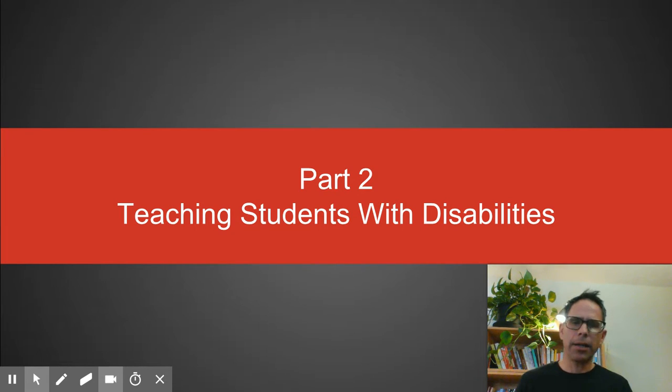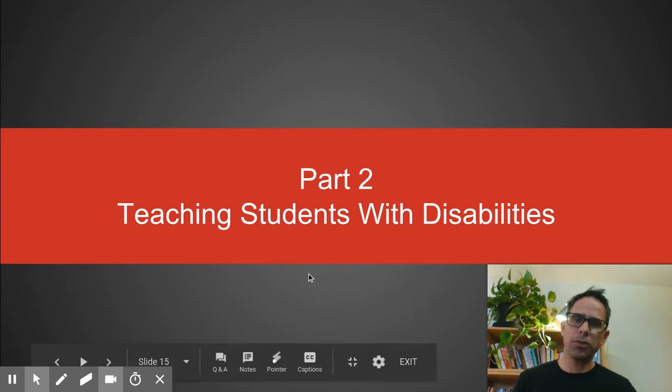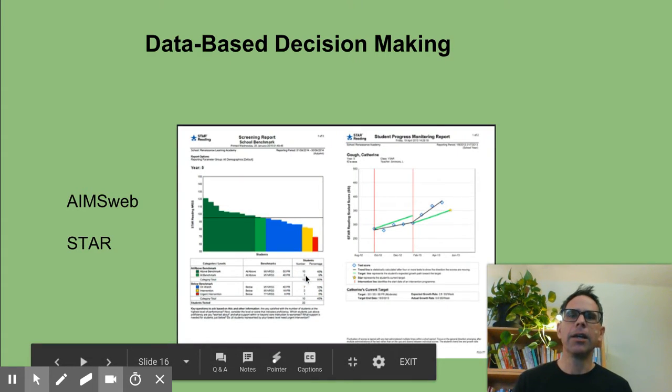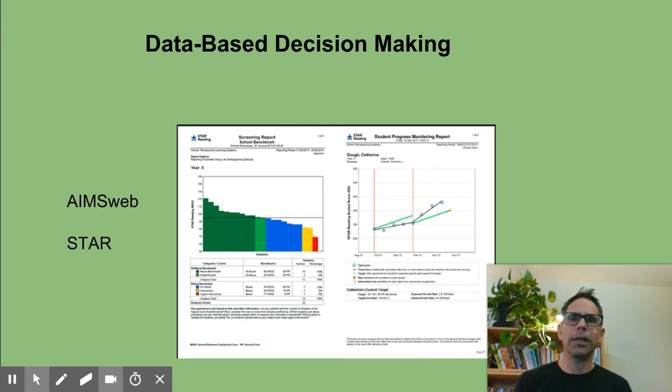The text outlined 10 instructional methods that they recommend for teaching students with disabilities or students in RTI. I'm not going to speak to all of them. One of them is data-based decision making. This is using progress monitoring tools, and two of the big names in the business are Aimsweb and STAR. At my school, we happen to use STAR.